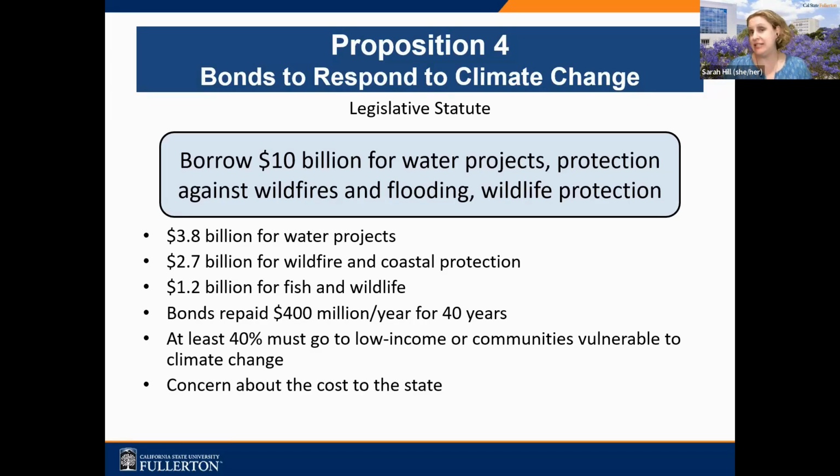A lot of folks say this still won't be enough. Even if it does pass, we'll still have a lot to do to address climate change, but at least it would be a start. And in the proposition, at least 40% of it would have to go to low income communities or communities that are vulnerable to climate change. So it would be really targeted where it's needed.